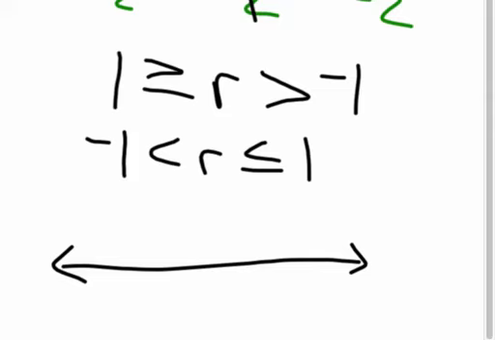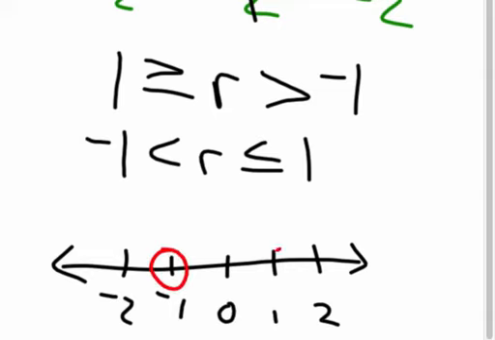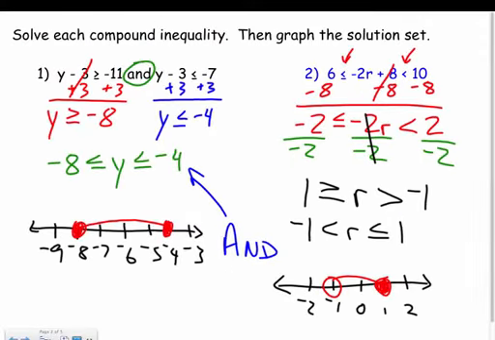So same thing like the other one. Start with -2, -1, 0, 1, 2. And looks like I've got an open circle at -1 because there's no equal to, closed circle at 1, and then we connect them. So the ands always look like this. I can write them as one inequality, and they have a nice intersected graph, like that.